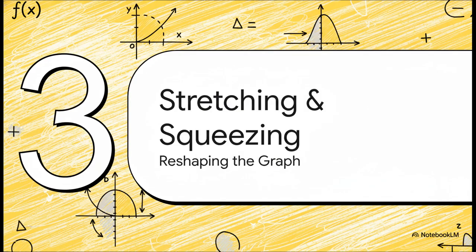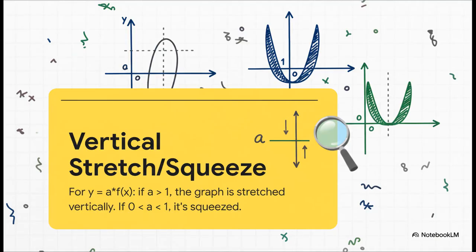Okay, so we've got sliding the graph around down pat. Now let's get a little more creative and start changing its actual shape by stretching and squeezing it. Let's start vertically. When you multiply the entire function by some number, that's an outside change, remember? You either stretch it or you squeeze it vertically. If that number is bigger than 1, the graph gets taller, like you're pulling it. If it's a fraction between 0 and 1, it gets squashed down.